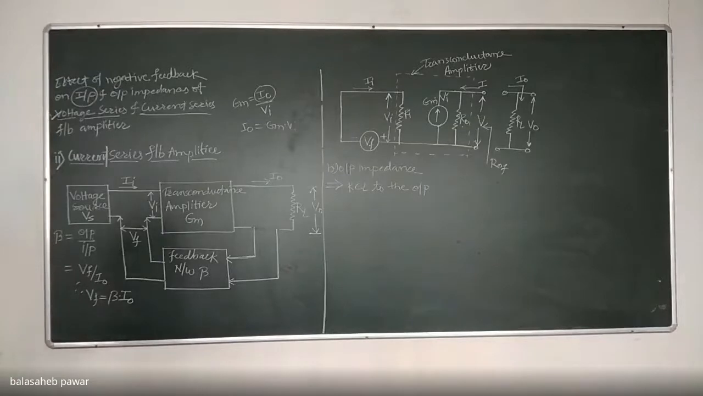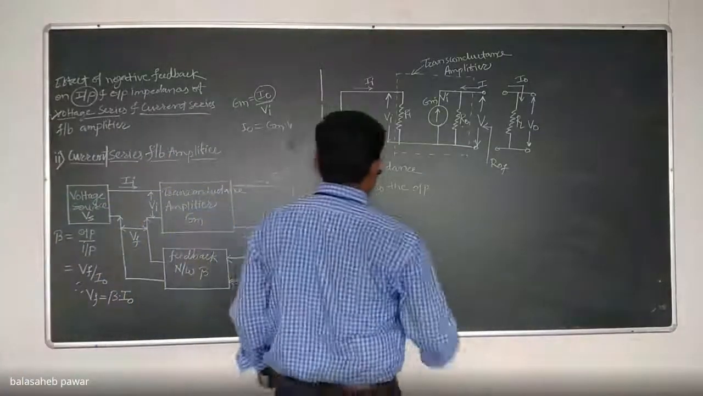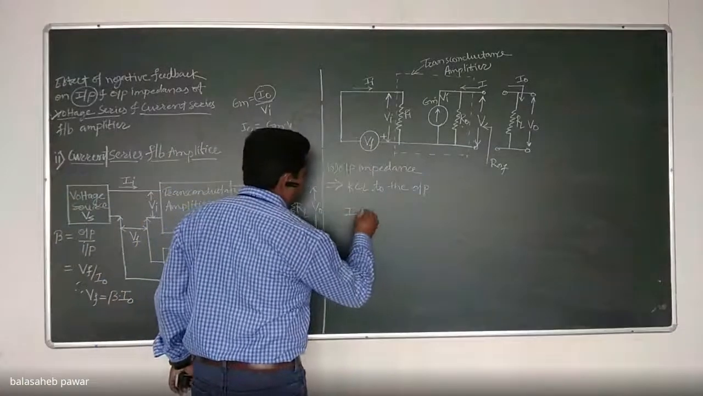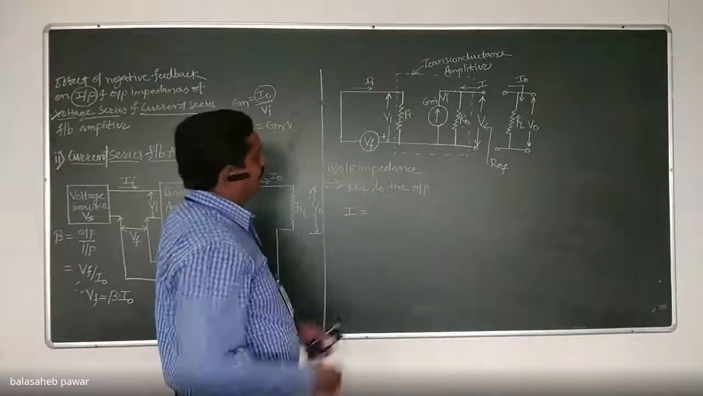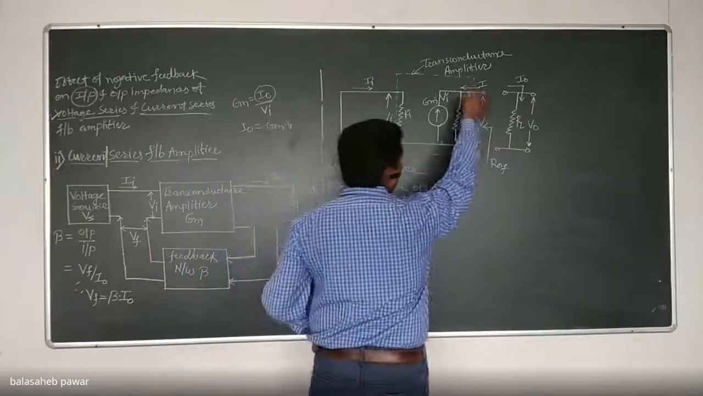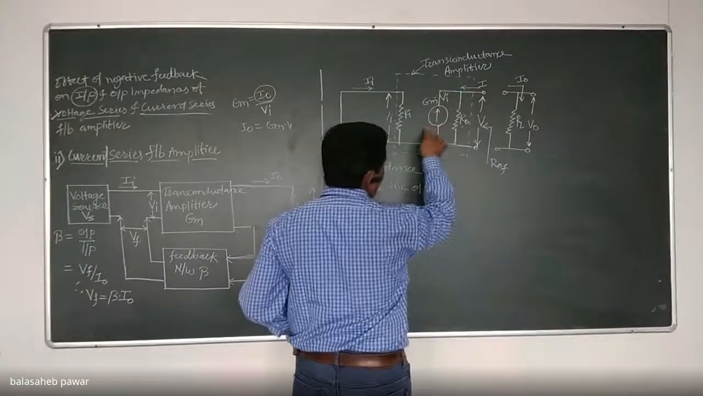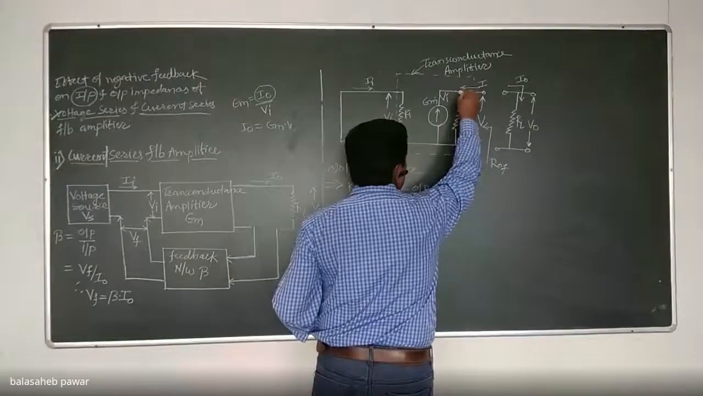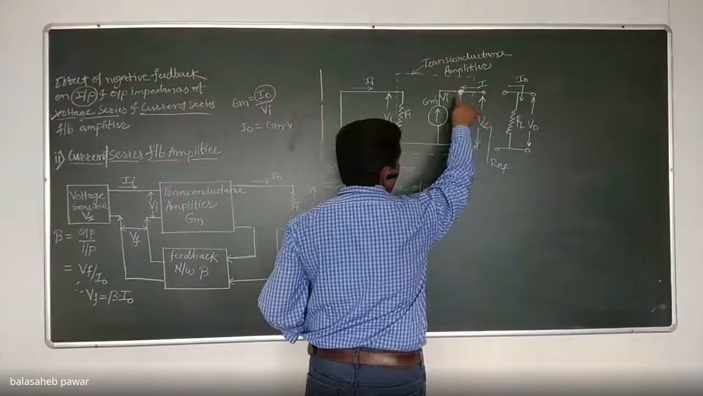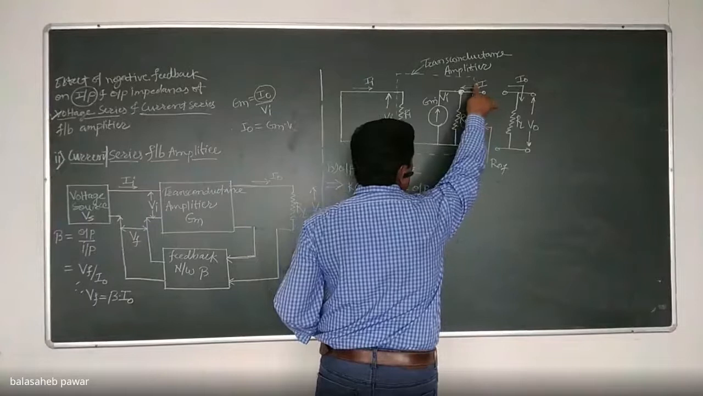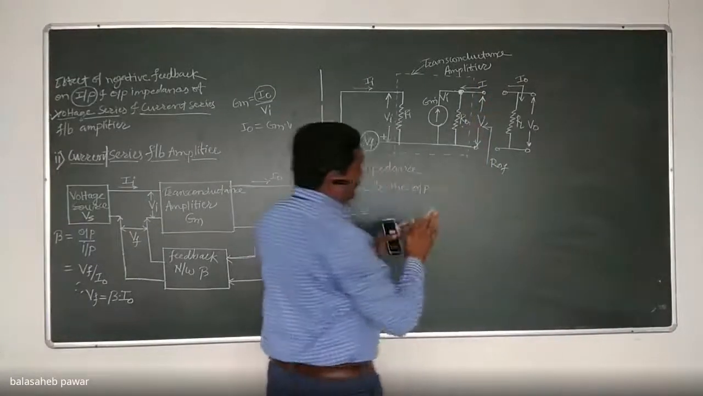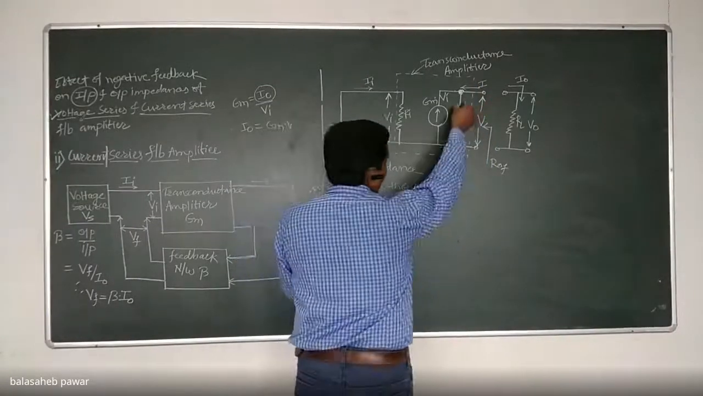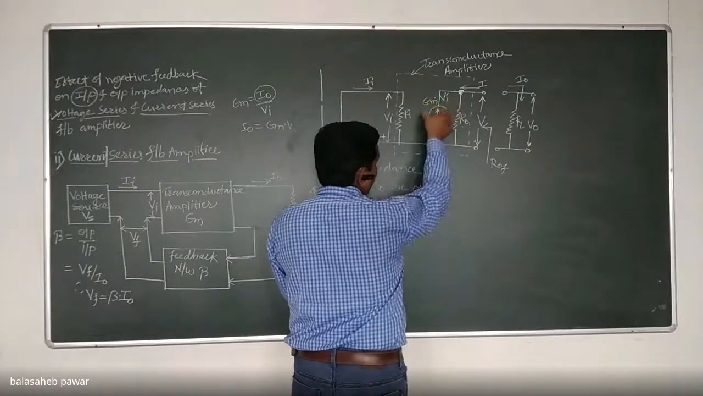So by applying KCL to the output, we will have I equals to... see, this current will divide into two parts. One is this current source itself, and another is the current flowing through this arrow. Whenever you apply the KCL, as we are considering the output current as I, it will divide into two parts. One is flowing through the arrow, and another one is this current source itself.